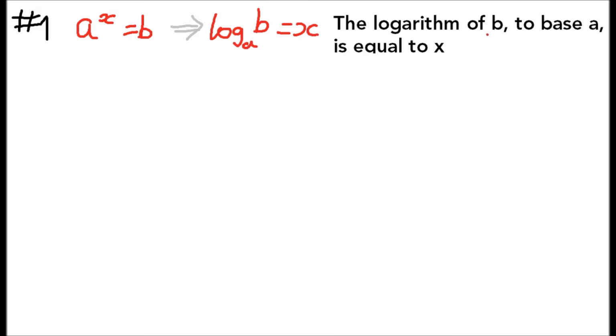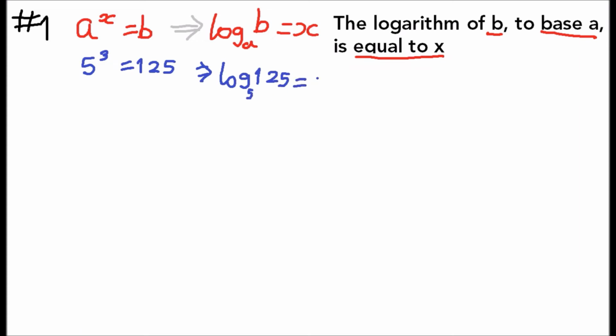Rule number 1. If you have an equation where a base number a raised to the power x is equivalent to b, this same equation can be written as the logarithm of b to base a is equal to x. You say this as the logarithm of b to base a is equal to x. For instance, 5 to the power of 3 is 125. This means that the logarithm of 125 to base 5 is 3.